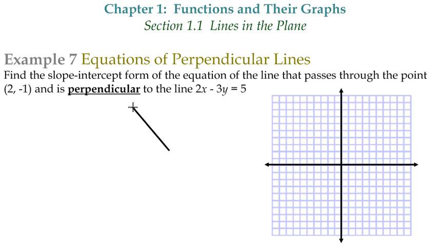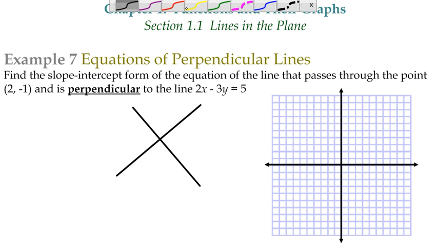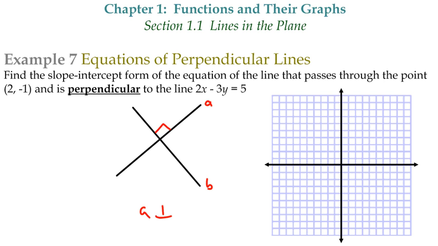Perpendicular lines are two lines that intersect and create a right angle. So if this is line A and this is line B, then we would say that line A is perpendicular to line B. This is the notation for that. You learned that back in geometry. That's what perpendicular means, but we need to talk about their slopes, because that's what's going to be helpful to us here.